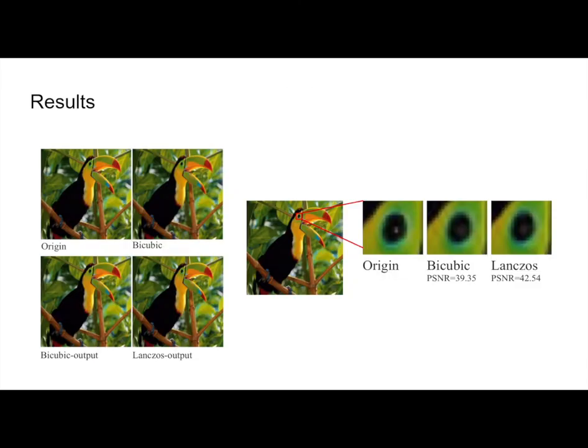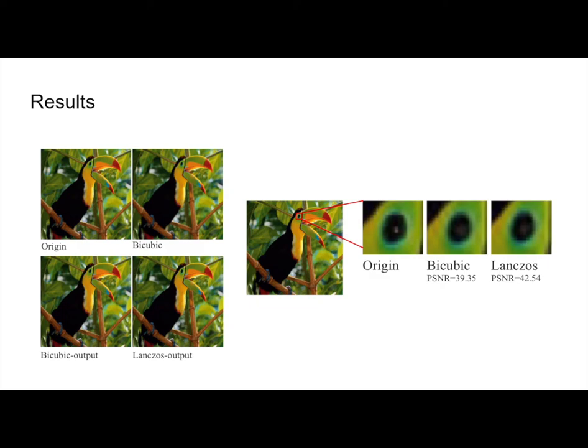Take the bird picture in Set5 as an example. The bicubic is the picture obtained by using bicubic directly. It is blurred compared with the other 3 pictures. Bicubic output is a picture obtained by using the optimized residual network with preprocessed bicubic inputs, and the Lanczos output is a picture obtained by using the optimized residual network with preprocessed Lanczos inputs. Lanczos output has better PSNR, and when we zoom in on these pictures, we can see Lanczos really works to some extent.